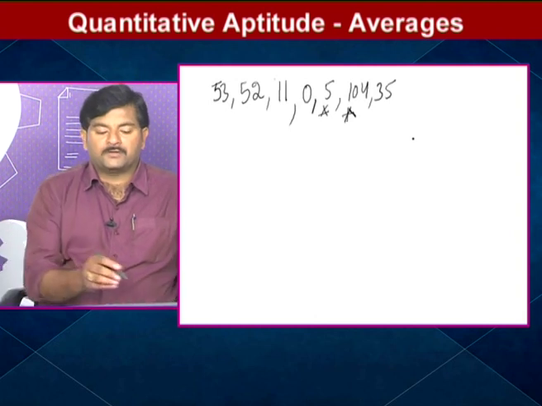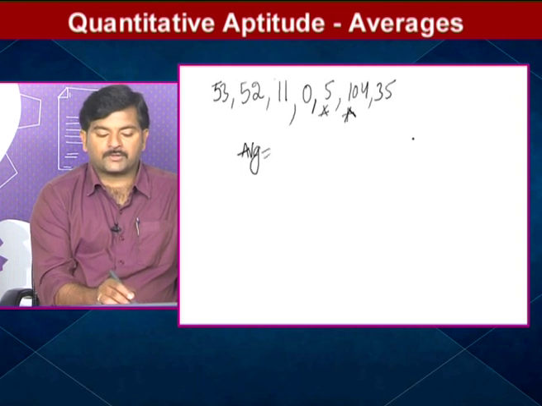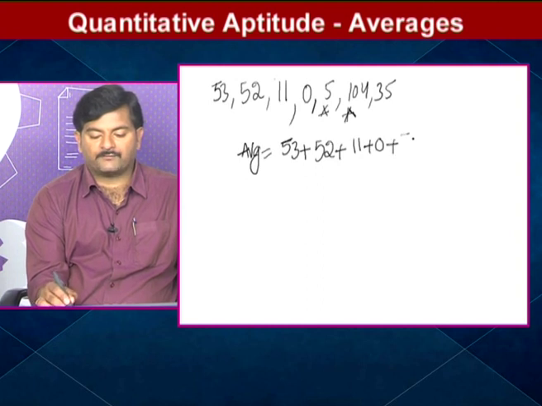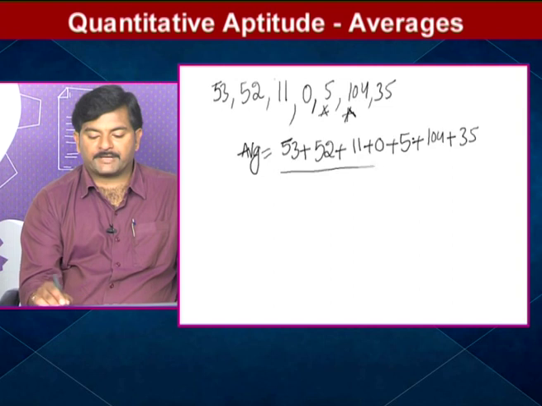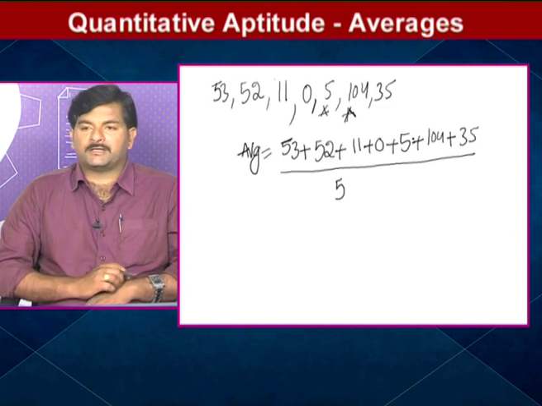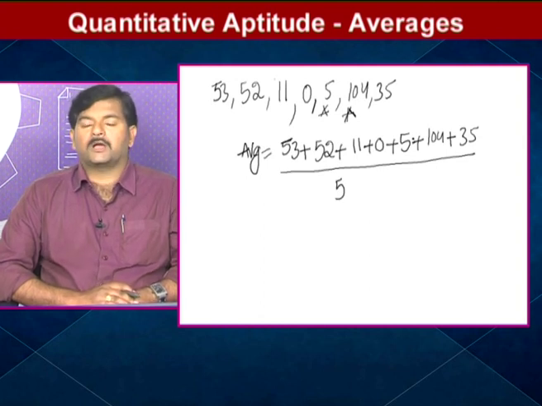Since he mentioned not out, observe how we are going to solve while calculating the average. Average equals the sum of the observations divided by the number of observations. So 53 plus 52 plus 11 plus 0 plus 5 plus 104 plus 35. But even though he played 7 innings, you should not take all 7 innings. You should take only 5 innings, because out of 7 innings, in 2 innings there is the concept of not out. I hope you understood.